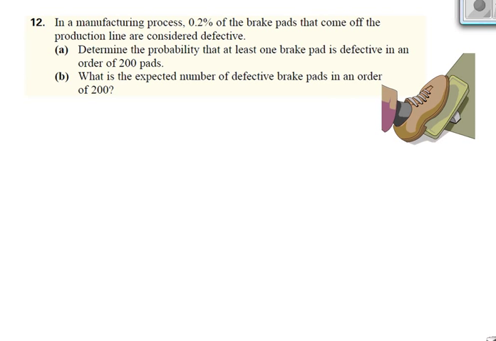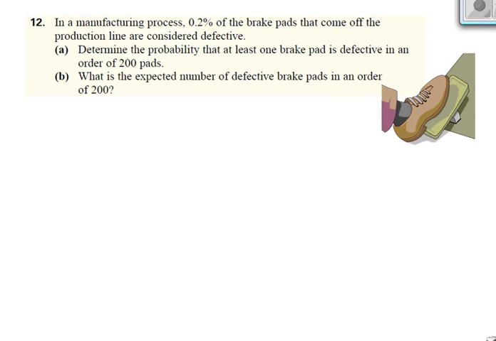So let's go ahead. We're now taking up question number 12. It says in a manufacturing process, 0.2% of brake pads that come off the production line are considered defective. Determine the probability that at least one brake pad is defective in an order of 200. So if at least one of them is supposed to be defective, the opposite of that is that 0 are defective. And that's the way we're going to do this math.